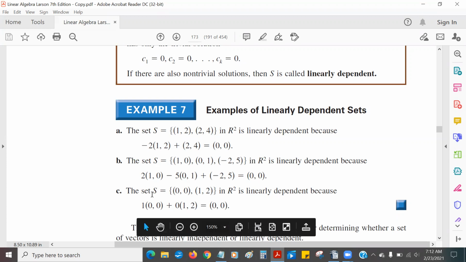And if S is the set (0, 0) and (1, 2), then I have 1 times (0, 0) plus 0 times (1, 2) equals (0, 0). So this is a non-trivial solution because one of the coefficients is 1, even though the other coefficient is 0. One of the coefficients is 1 right here, and hence it's linearly dependent. Okay, that was loads of fun.